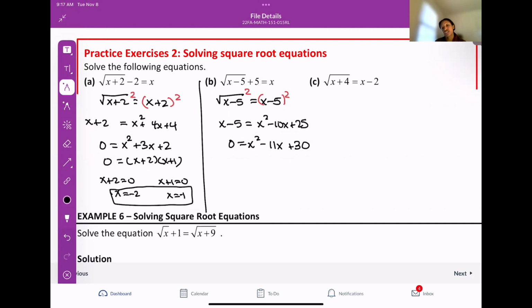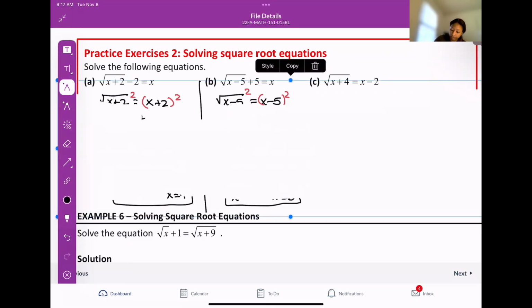So we want factors of 30 that add to -11. That would be -5 and -6. So 0 equals x minus 5 times x minus 6. And then setting each factor to 0 gives us x equals 5 and x equals 6 as our solutions. And if you plug both of them in, they will work.